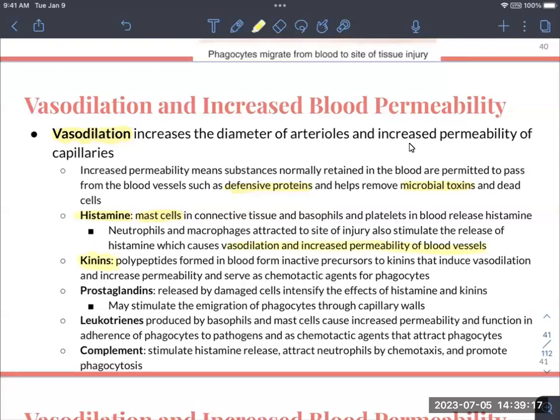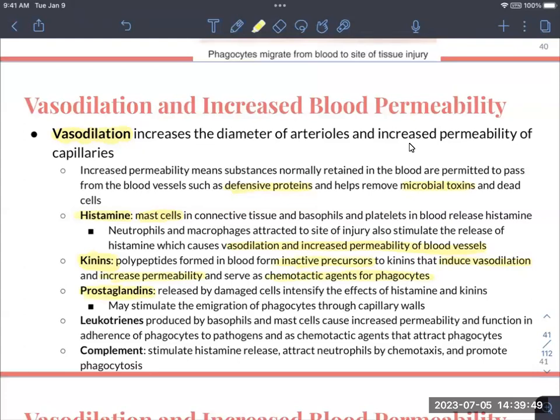Kinins. These are polypeptides. They sit in the blood in an inactive form. And they're also going to induce vasodilation. They help to increase permeability of those blood vessels. And they are chemotactic agents for phagocytes. So they help to bring those phagocytes into the area.